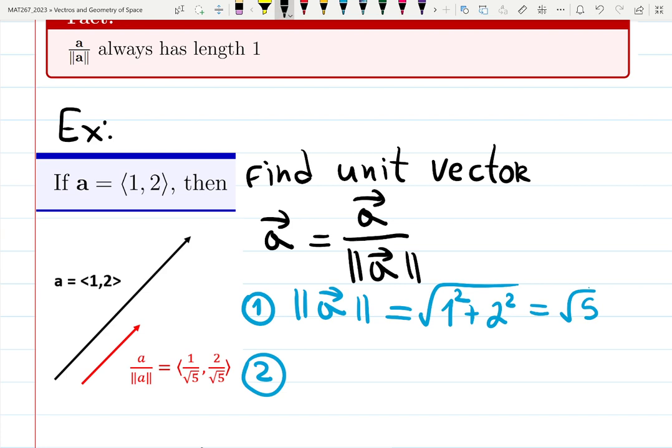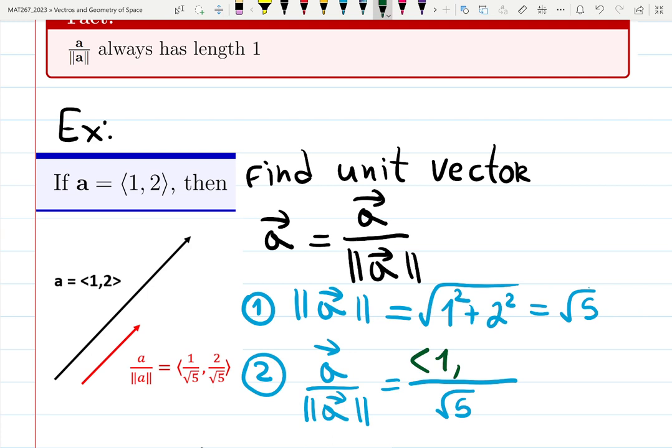So we will have vector A over size of A. That's the formula. So the denominator is the square root of 5. We just found it. But the numerator is a vector, and we actually never discussed how to divide a vector by a number. How to divide a vector by a number? It was square root of 5. Exactly.